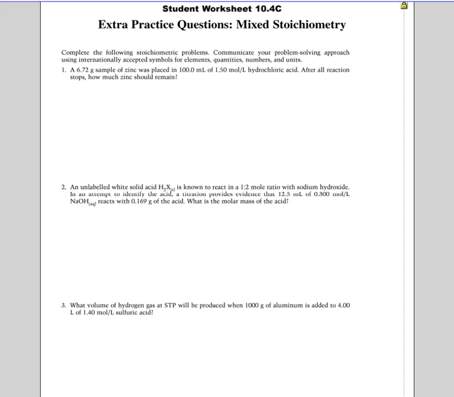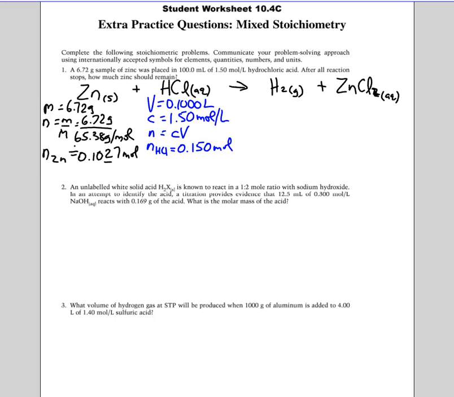Okay, so let's go back to this worksheet 10.4c. Mixed stoichiometry questions are going to involve mixed phases. Here the skeleton equation for zinc reacting with aqueous hydrochloric acid is shown. To balance that, we need to know that zinc chloride is ZnCl2. If we balance chlorine, we would also balance hydrogen, and that would be done. So the ratio between zinc and aqueous hydrogen chloride is a 1:2 ratio.